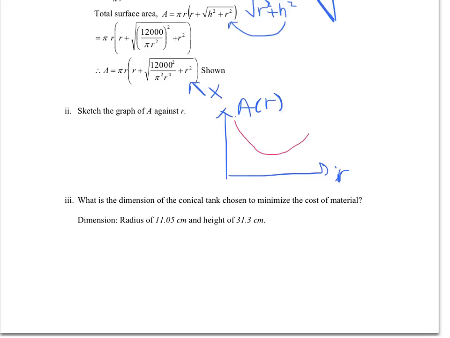Just sketch it, and use the solution feature of the GC. You should be able to calculate that this is about 11.05, and this is 1535.3. These are approximations. So that is how the curve will look.